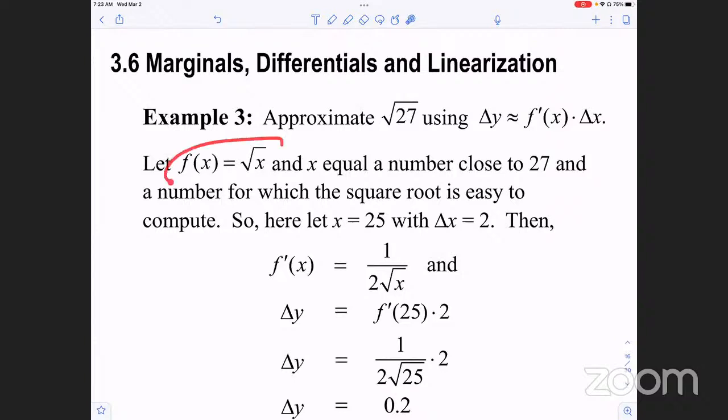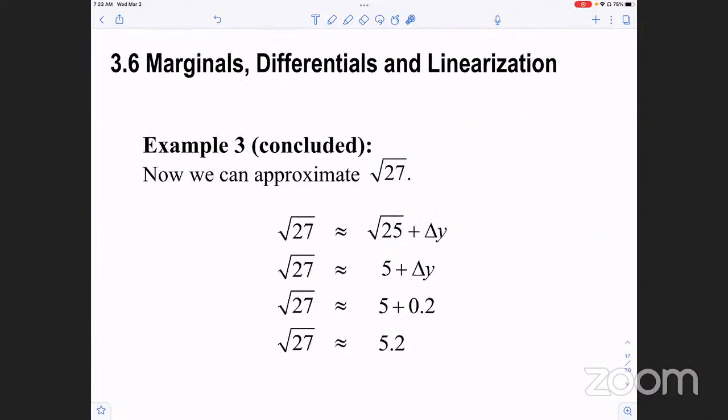It says let f of x be the square root of x and x equal a number close to 27, for which we know the square root is easy to compute. So here we let x be 25, where the change in x is 2. So we got all that. Then f prime was this, we got that. The change in y is f prime of 25 times 2, and we got that. So now we can approximate the square root of 27. That's going to be approximately the known plus the change in y. So then we get 5.2. Yay. Okay, let's do another one.